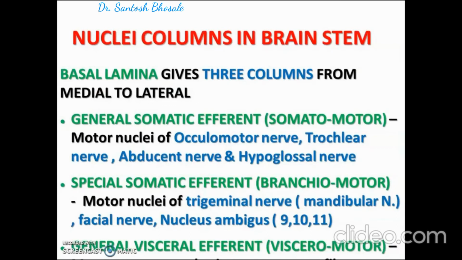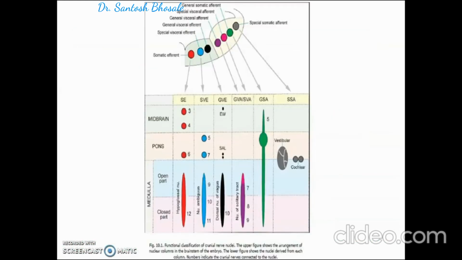Basal lamina gives rise to 3 nuclear columns, that is general somatic efferent, special visceral efferent and general visceral efferent. General somatic efferent is by the oculomotor nerve, trochlear nerve, abducent nerve and hypoglossal nerve. Branchiomotor nuclei gives rise to motor nuclei of trigeminal, facial and 9, 10, 11 nuclei which supply the muscles derived from the branchial apparatus, and general visceral efferent nucleus is formed by the dorsal nucleus of vagus. So you can see here in this picture you will get the idea.